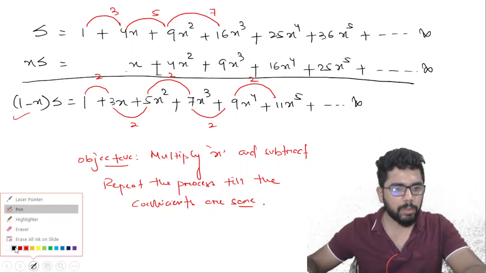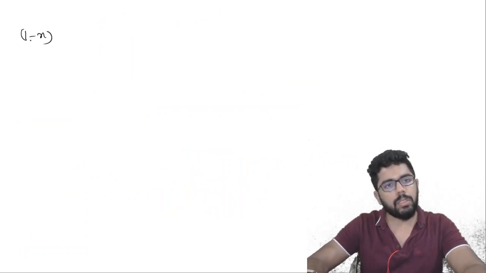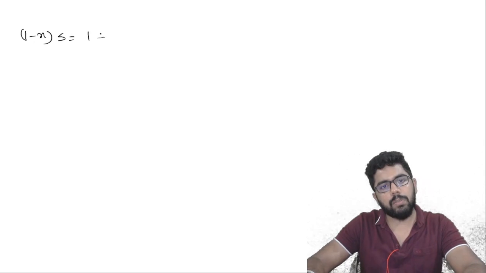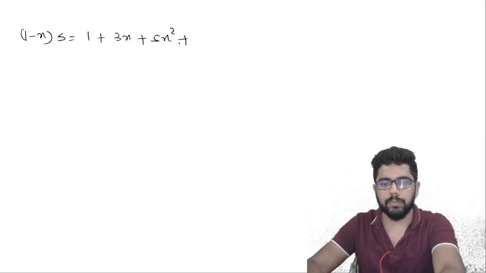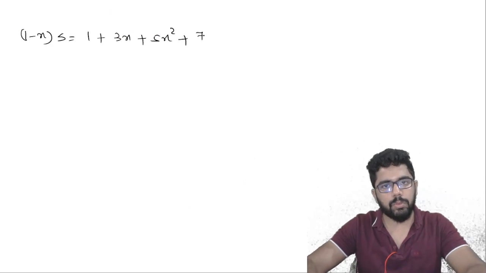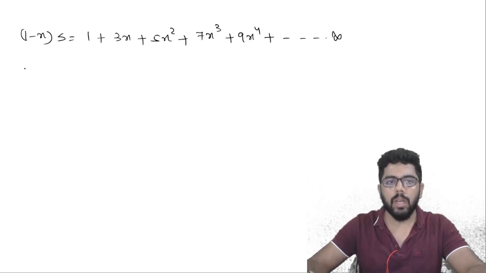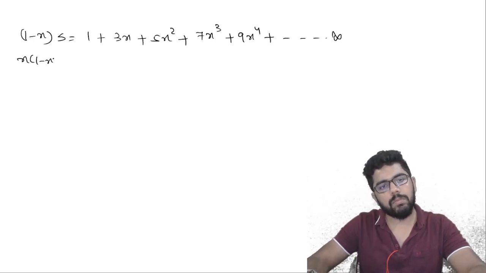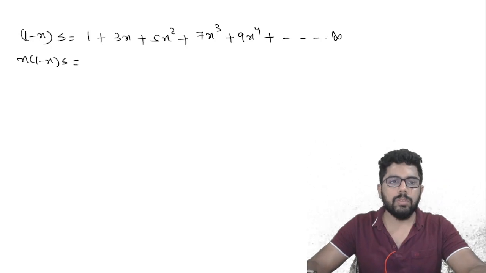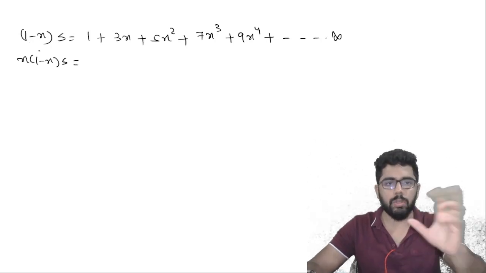1 minus x into s. Let me write it in this slide. 1 minus x whole into s. This is like 1 plus 3x plus 5x square plus 7x cube plus 9x to the power 4, and this goes on till infinity. Again multiply x throughout. So 1 minus x into s whole into x.